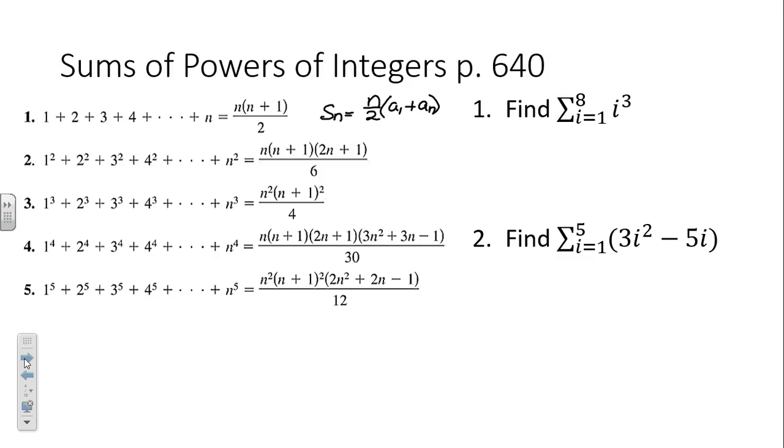If we wanted to get the sum of n squared, you take 1 squared plus 2 squared plus 3 squared plus 4 squared plus however many numbers there are up to n squared, and that's equal to n times the quantity n plus 1 times the quantity 2n plus 1 all over 6, and so forth. So I would like you to find this series for me, the sum as i goes from 1 to 8 of i cubed, using one of those formulas.